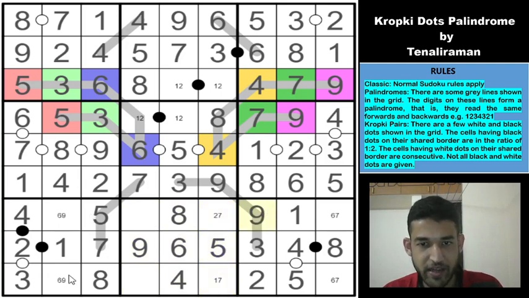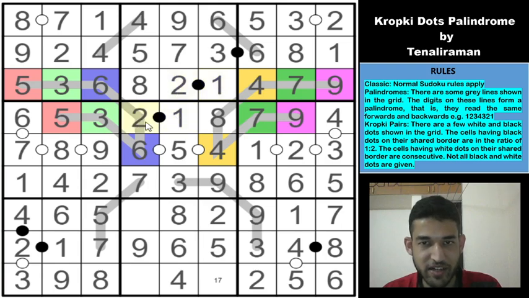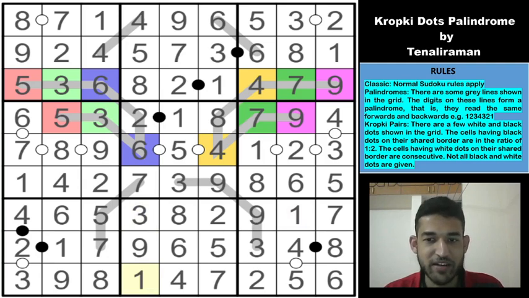So, okay, 9 here resolves the 6, 9 pair. So, this would be 9, this would be 6, this would be 6, this would be 7, which gives a 2 here, a 1 here, a 2 here, a 1 here, a 2 here, and this one gives a 7. 4, 5, 6, 7, 2, 8, 9. So, remaining are 1 and 3. So, this is a 3 and this is a 1. And with that, we have completed this Kropki dots palindrome Sudoku by Tenali Raman.